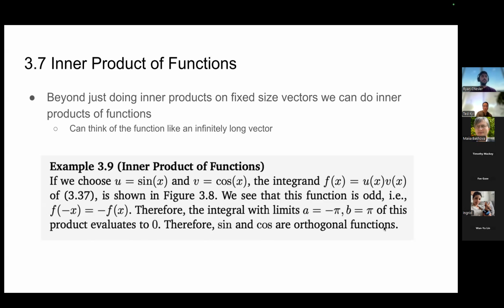So I think of this as like an infinitely long vector. When I was originally looking at it, I was like, how do you possibly do an inner product of a function? This kind of shows the way you think about it, where you can plug in 1,000 values or infinitely many values, and that's how you do it for a whole function, and you do the integral over that.